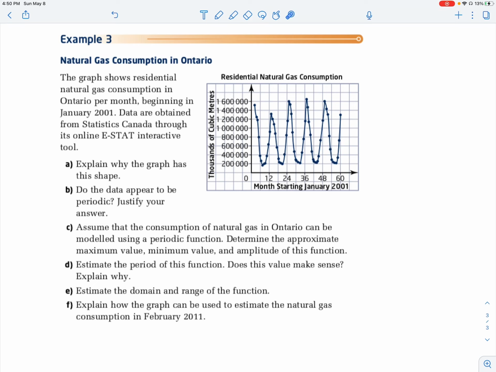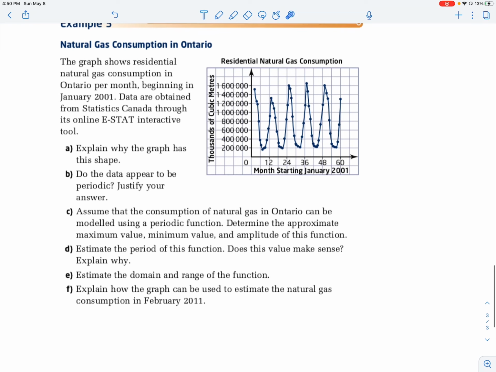Okay, so it says explain why the graph has this shape. So why should it have this shape? It's going up, down, up, down, up, down, and repeating. They're not exact, but they're fairly close, right?